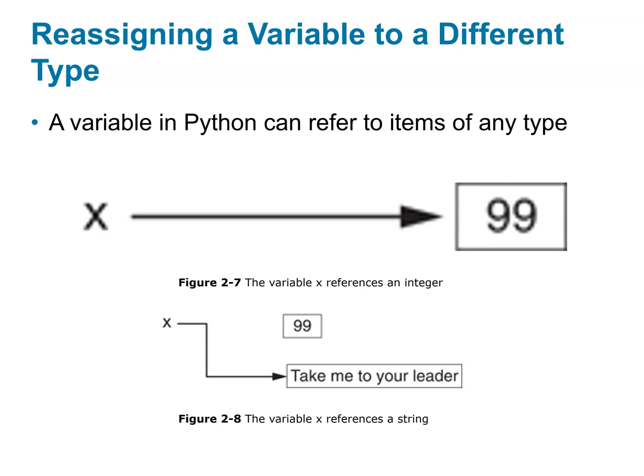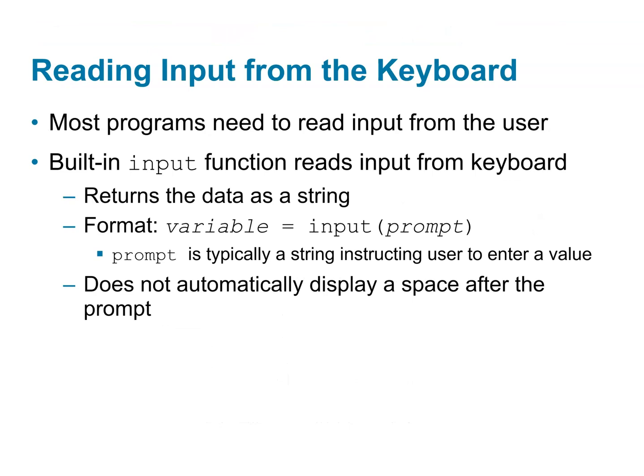So, here's a value in Python. A variable can refer to items of any type. You have x referring to the number 99, and you can change it to, say, a string, take me to your leader. It's not a great idea to do this, though. It causes a lot of confusion. Normally, most times you'll convert an integer into a floating point number, or vice versa.